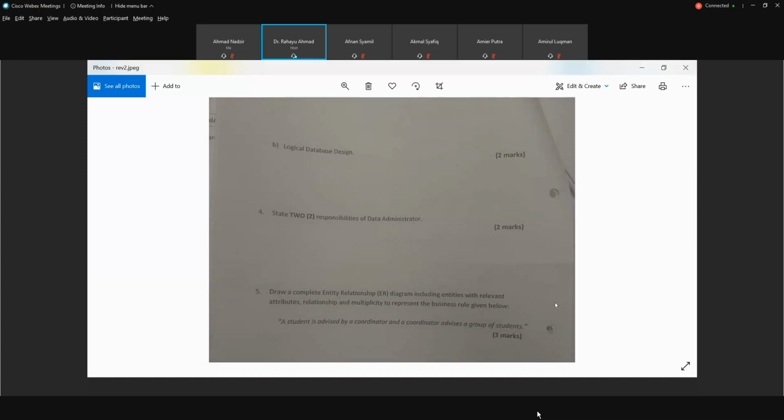Okay, make sure you read the question properly. It wants attributes, so there must be a few examples. The correct relationship, its name. And multiplicity. What is multiplicity? One to one, one to many, and so on. So please draw and send on WhatsApp so we can discuss in WhatsApp. I give you about 2 minutes.